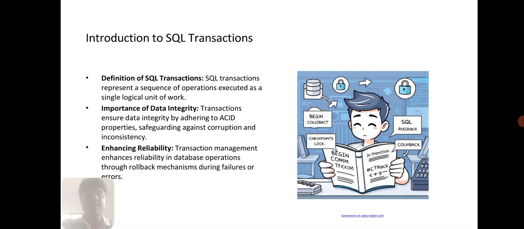Data integrity is nothing but the ACID properties. It is safeguarding against corruption and inconsistency. Suppose at the time of a data transaction, consistency is very important. So by safeguarding with the ACID properties against corruption, we can easily retrieve the data information. So we use it for data integrity. And what is enhancing reliability? Reliability is the database operation through the rollback mechanism during a failure or errors.